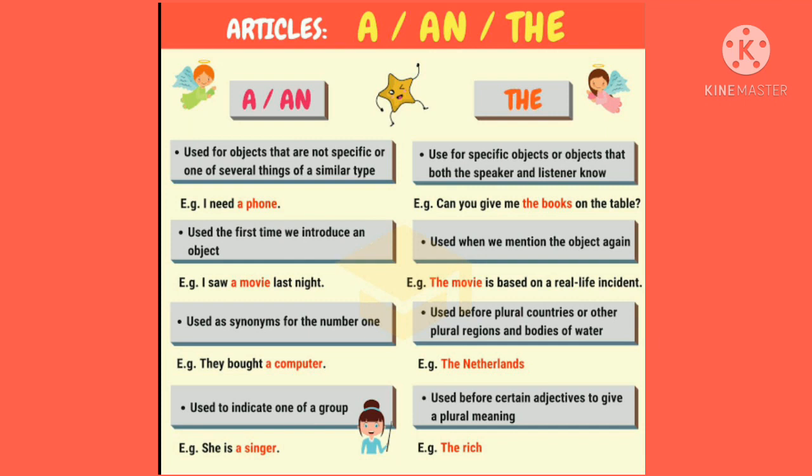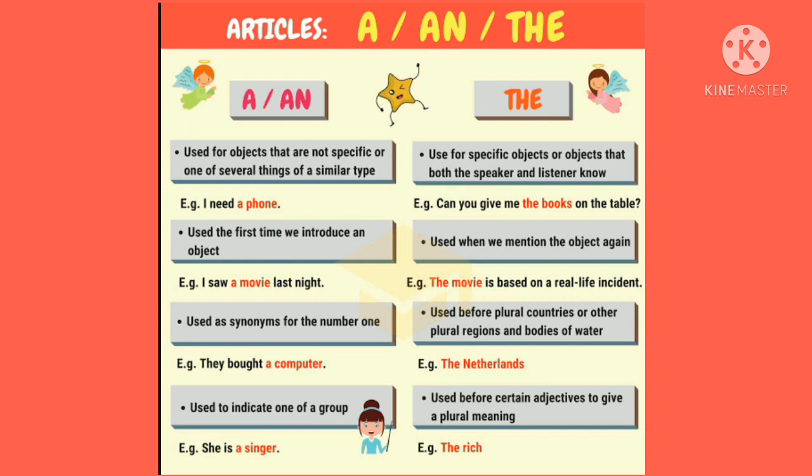The third point given here is that a and an are used as synonyms for the number one. So when we say a pencil, a computer, that means one pencil and one computer. So a stands for only one. A or an both stand for only one. They bought a computer. Right, only one computer. Whereas the is used before plural countries or other plural regions and bodies of water.